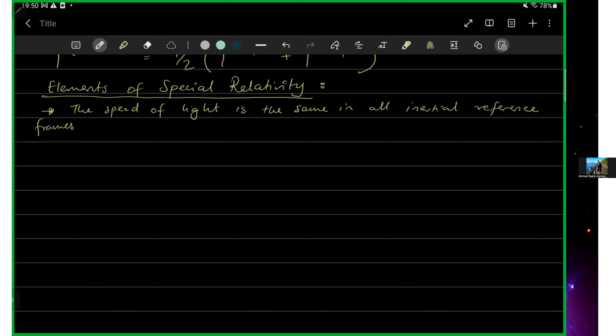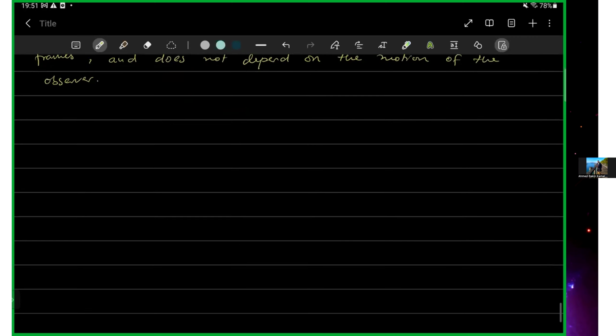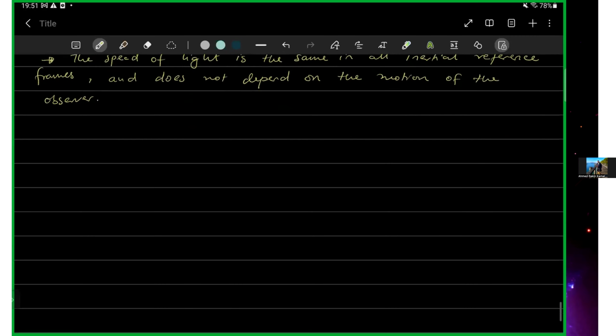And of course, if it is indeed the same in all inertial reference frames, it does not depend on the motion of the observer. Right? So, in fact, from this idea, Einstein deduced some far reaching consequences about the nature of space and time. Now, one of the fundamental things in special relativity is Lorentz transformations.